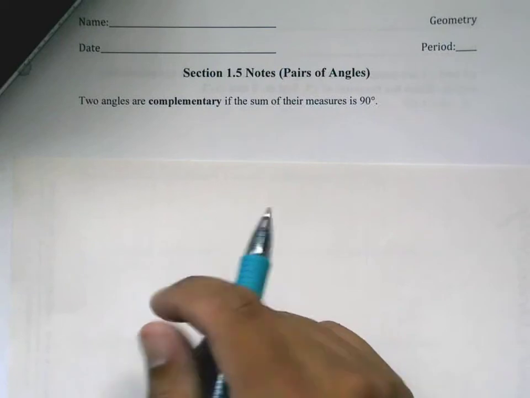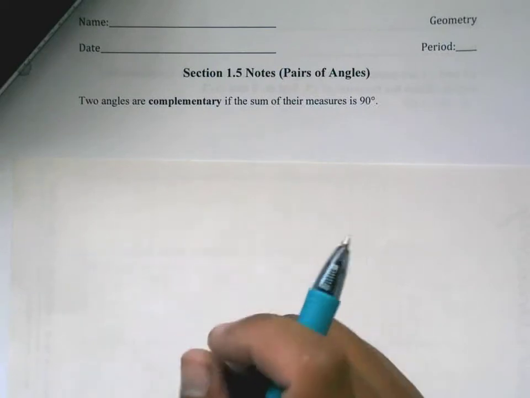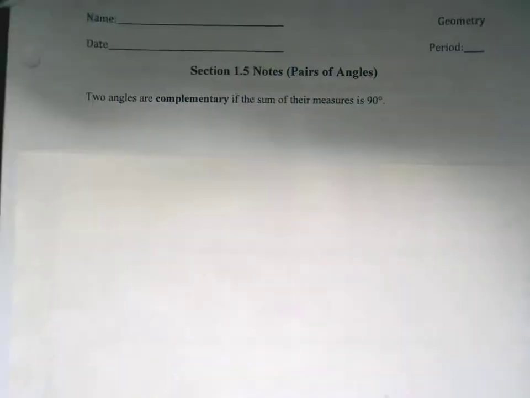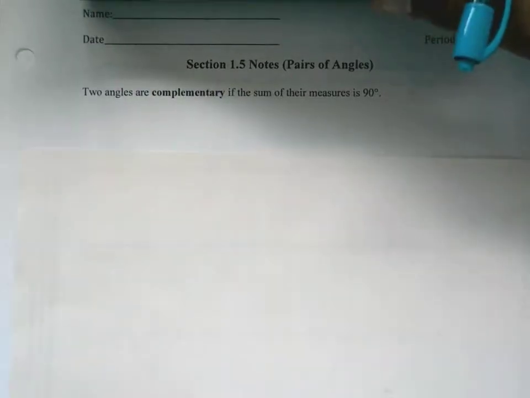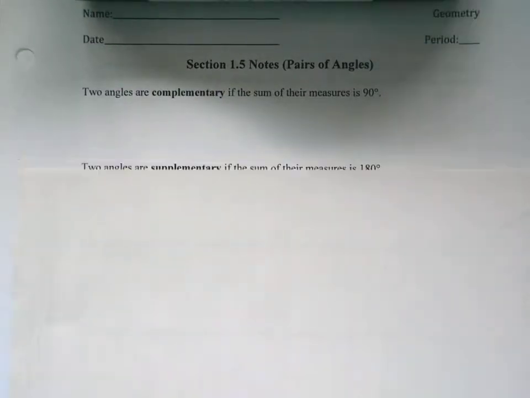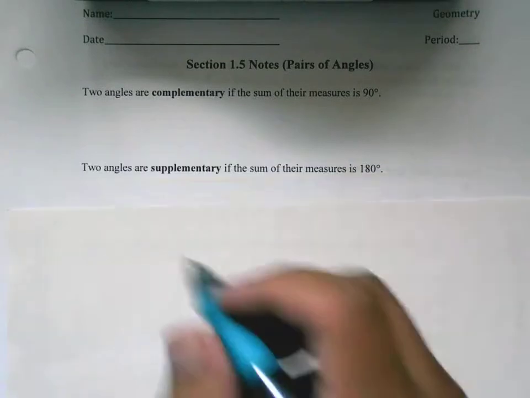So first we have complementary angles. Two angles are complementary if the sum of their measures is 90 degrees. So let's take a look at some examples.